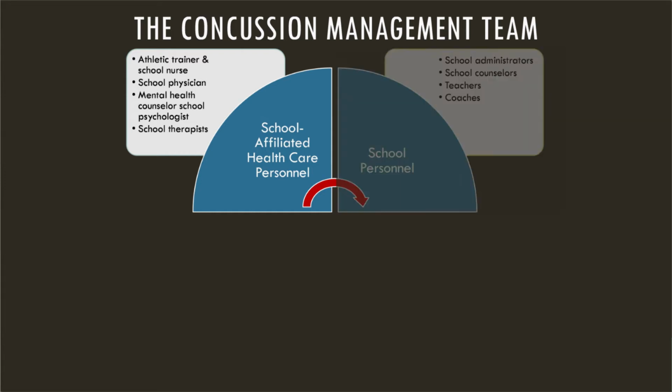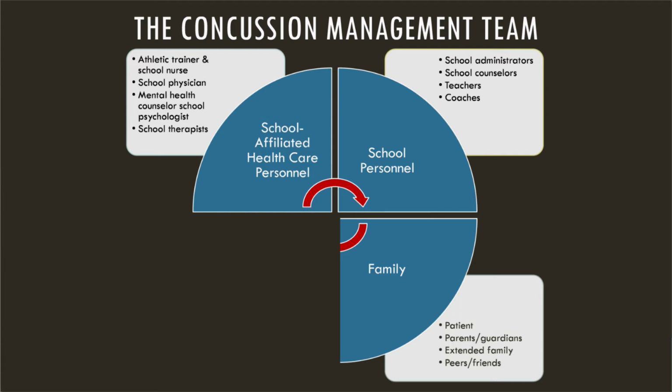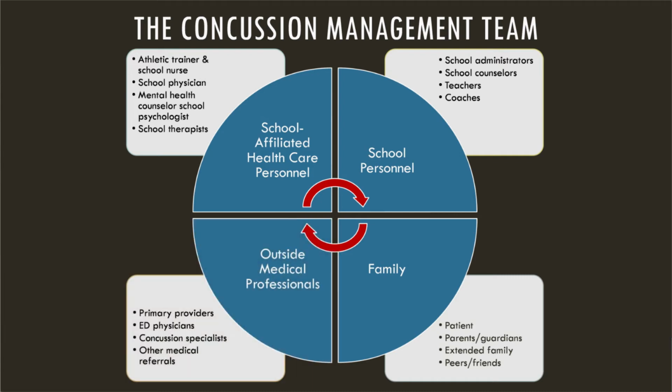The school personnel includes administrators, counselors, teachers, and coaches who can help to administer any academic adjustments and ensure that cognitive rest is available to the patient. What the family does at home is critical. Parents and patients themselves need to understand the limitations that are placed on them with physical and cognitive rest, including the individual's peers and friends who should be supportive during the recovery process. Outside medical professionals, such as the primary care provider, emergency department physicians, concussion specialists, and other important medical referrals, are also key components of the concussion management team.